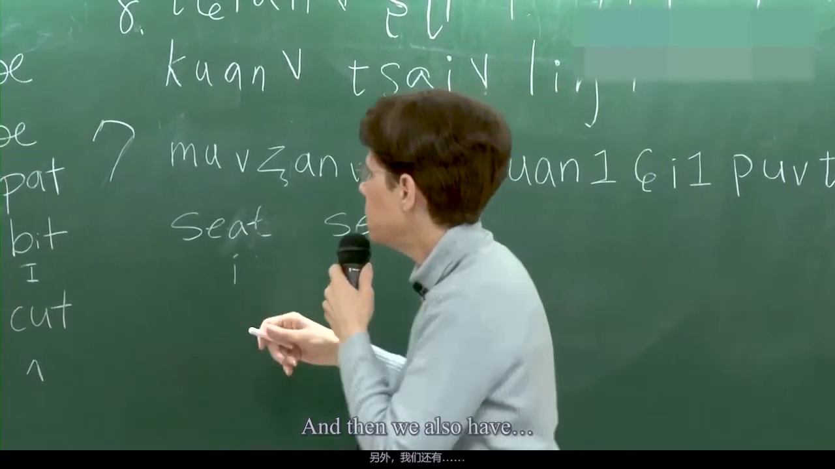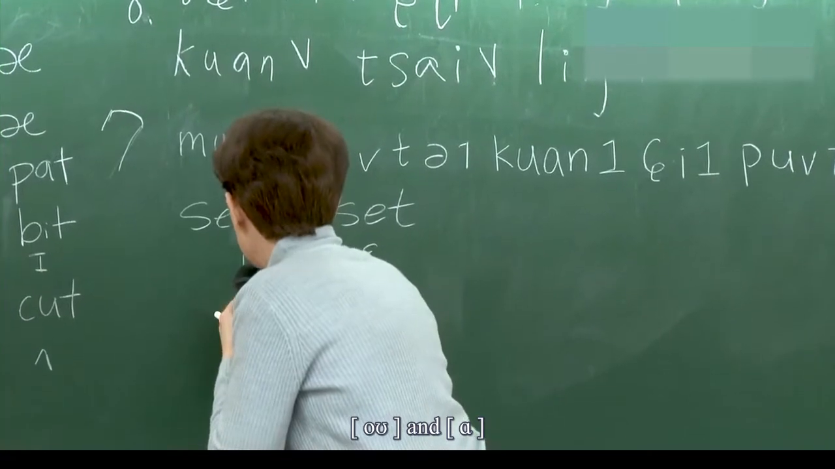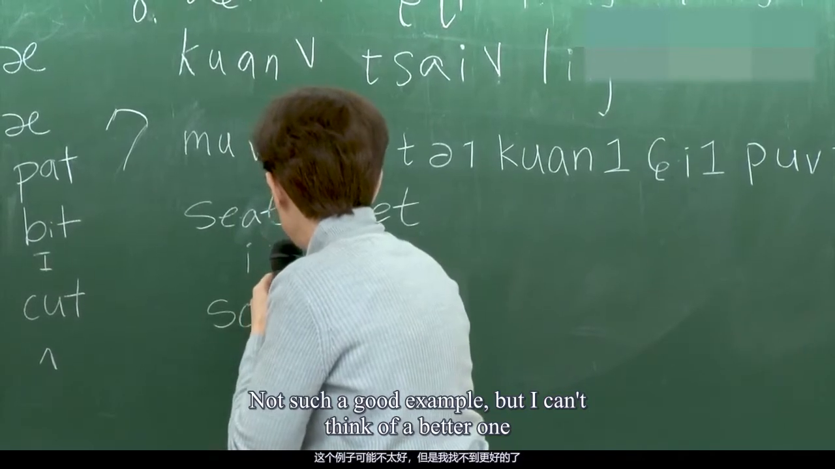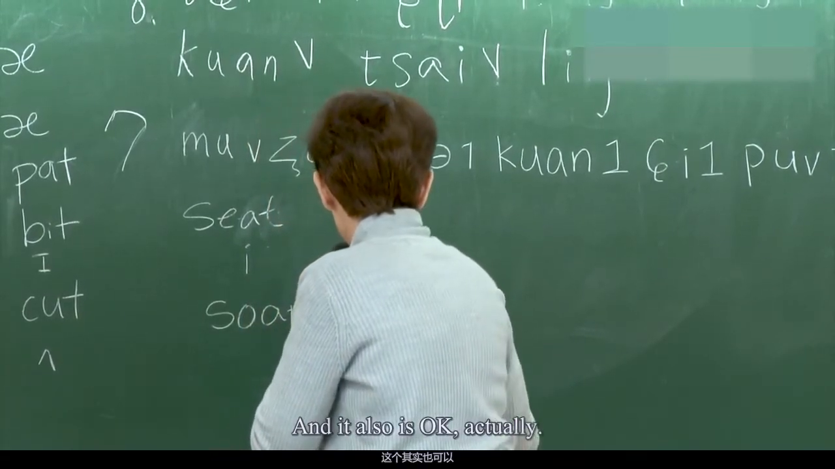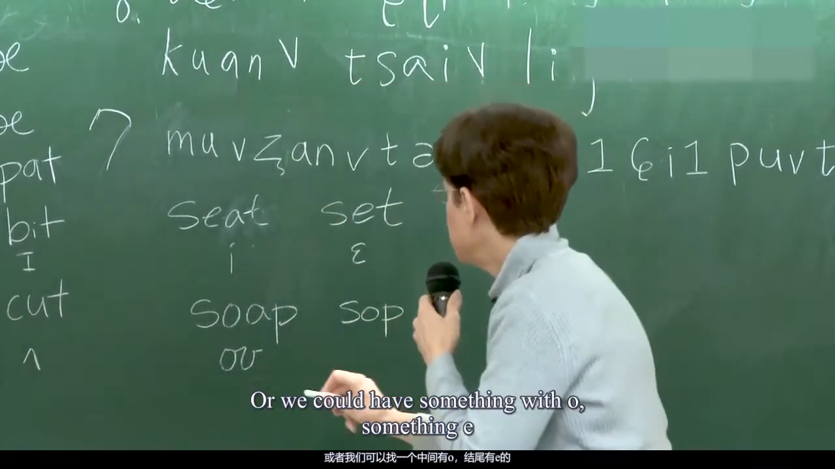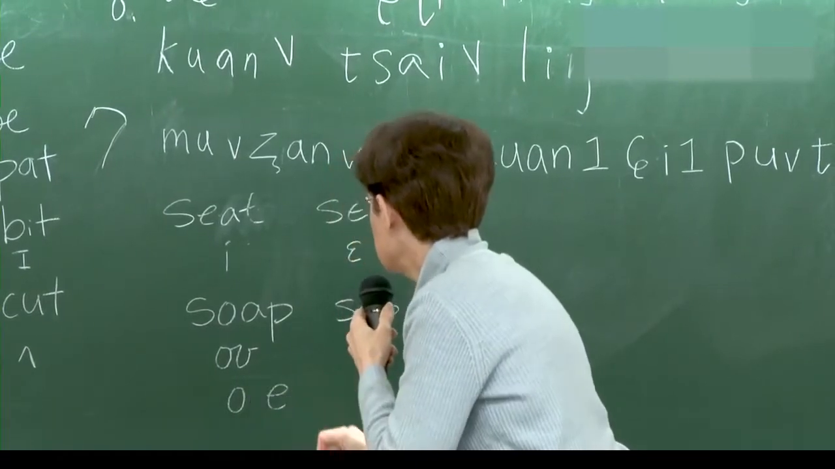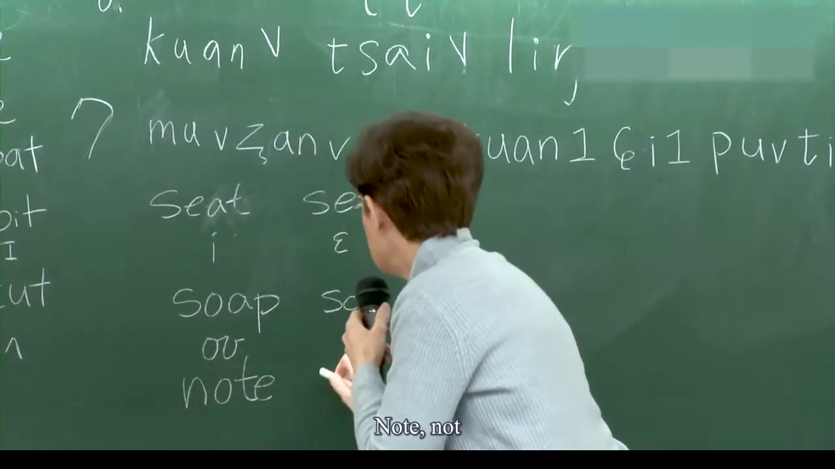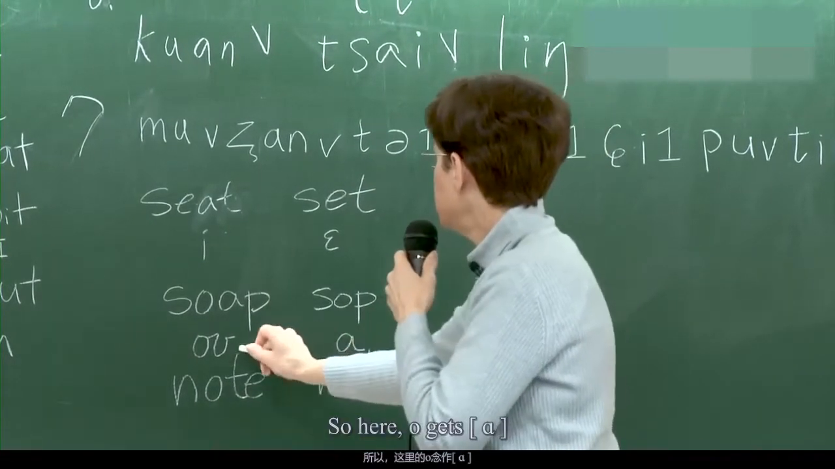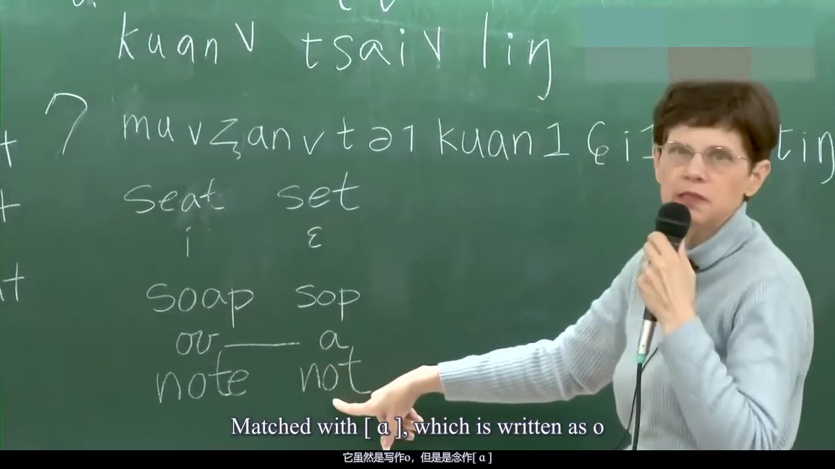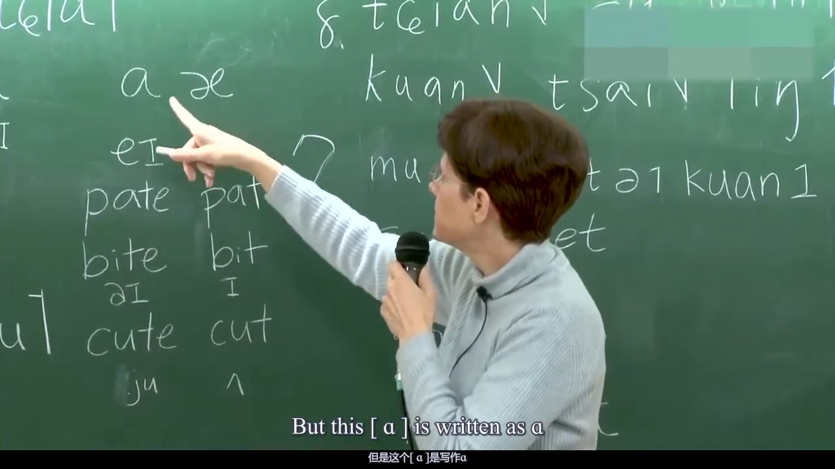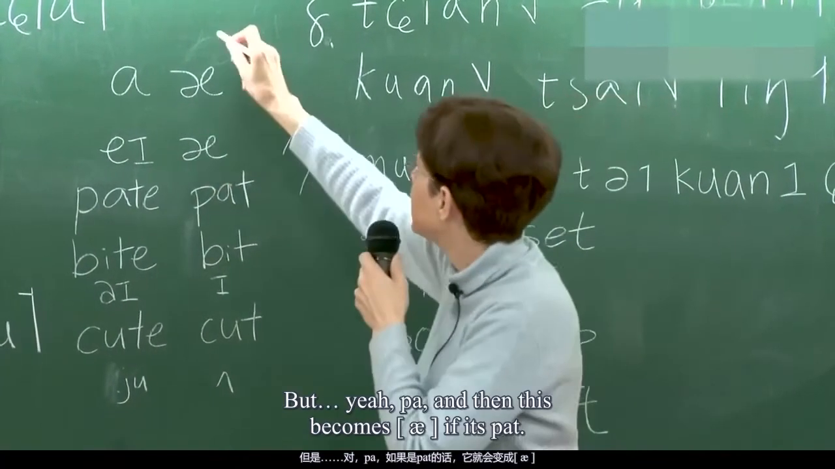And then we also have O and A. So for example, not such a good example, but I can't think of a better one. And it also is okay, actually. Soap is O. Or we could have something with O something E. Oh, there we go. Here's a better one. Note, not. That's a better one. O, and this sounds like ah. So here O gets matched with ah, which is written as O. This ah gets matched with ah, but this ah is written as A. Well, not necessarily, but yeah.